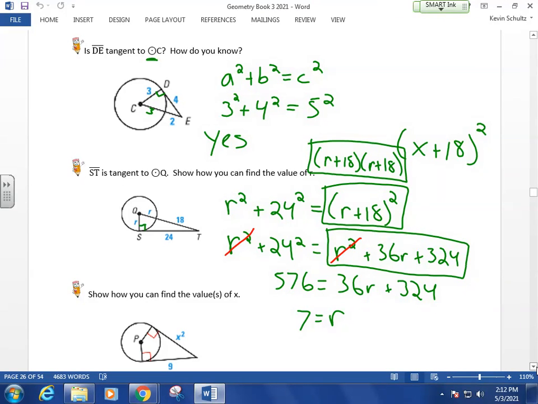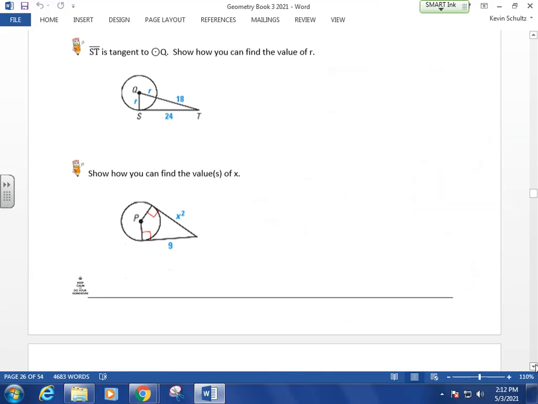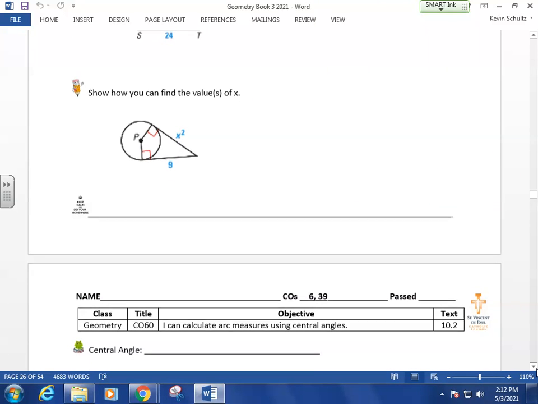Last one on this page. I appreciate your willingness to plug on here. Show how you can find the value of x or values of x. What could x be? Noah? How do you get that? Oh, how do you know that they're equal?